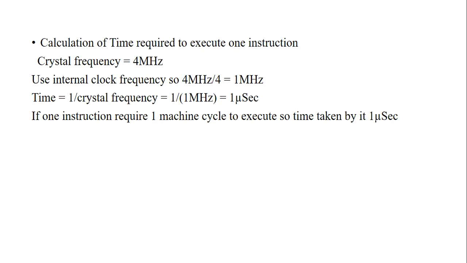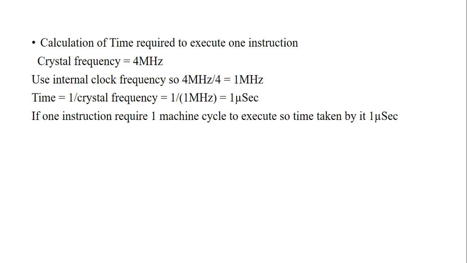Then the calculation of the time required to execute one instruction. In the datasheet they give crystal frequency values in a range. For example, in PIC18 they give 4 to 40 megahertz or 4 to 10 megahertz, depending on which version you choose. Here I have taken an example of a crystal frequency of 4 megahertz, which gives the internal clock frequency. In one instruction cycle there are 4 steps, so 4 megahertz is divided by 4, which gives 1 megahertz.